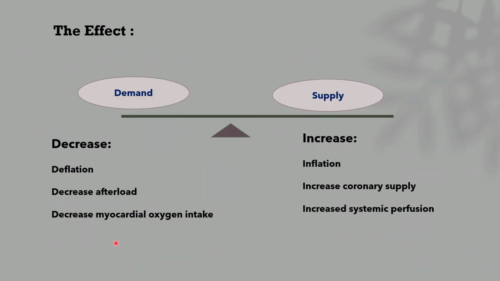So the primary effect of the balloon is decreasing oxygen demand and increasing oxygen supply. The demand will decrease by deflation, which decreases afterload. This afterload is decreased by decreasing aortic end-diastolic pressure. All of that will reflect in increased stroke volume and so the cardiac output. And the supply will increase by inflation, which will lead to displacement of the blood into the periphery and coronary arteries, so increasing coronary artery supply and systemic perfusion.